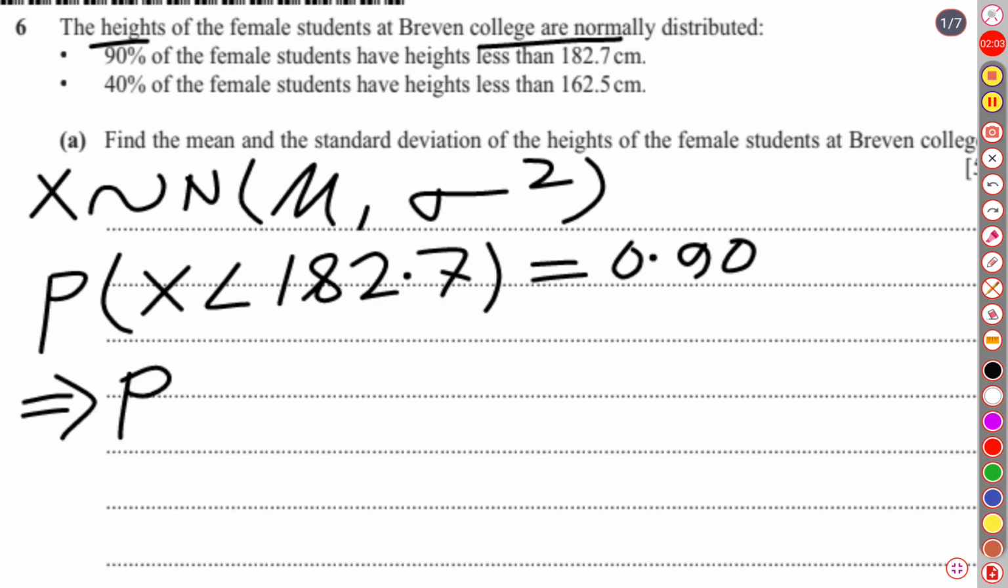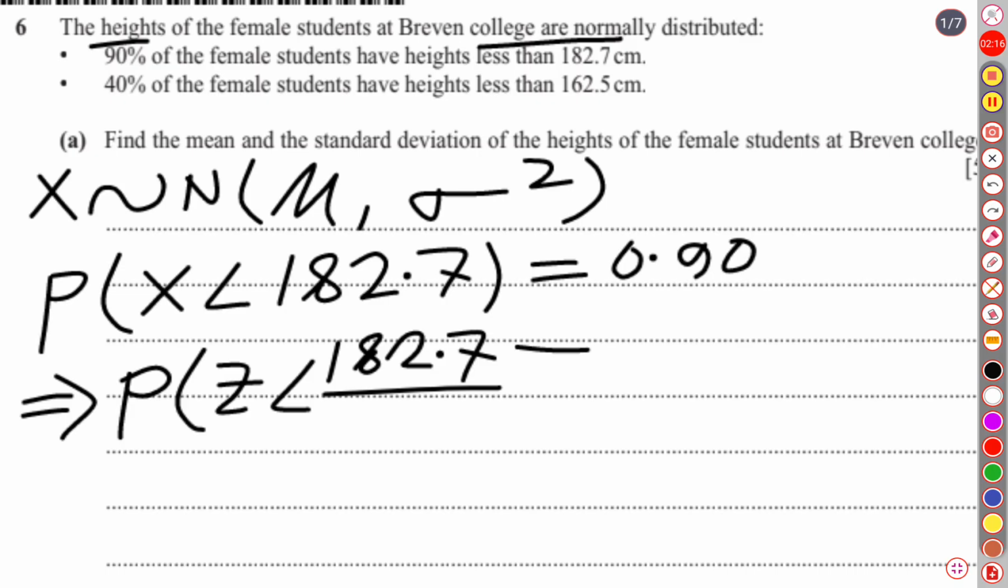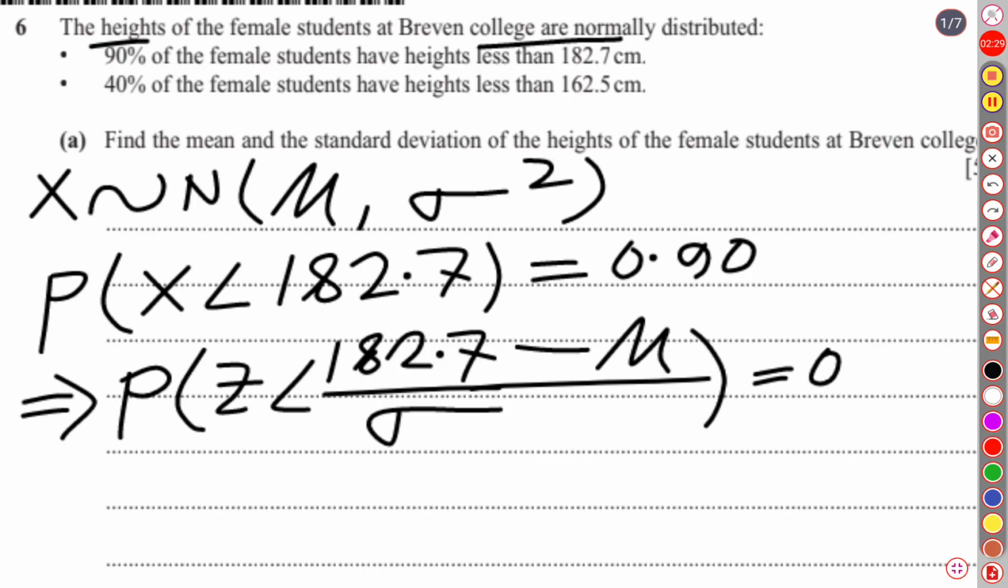If we standardize the score, z less than (182.7 minus mu) over standard deviation. Standard deviation is the square root of the variance. Variance is sigma square, so standard deviation will be only sigma, equal to 0.90. This is the probability.